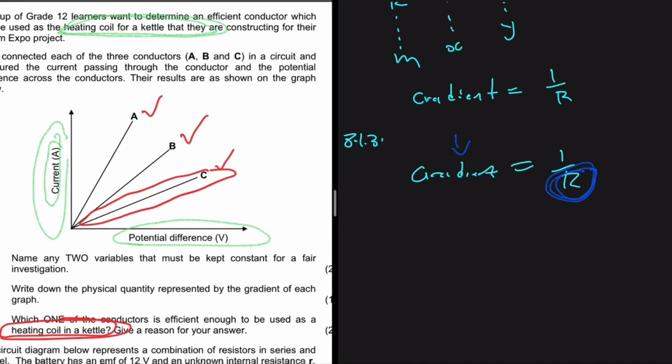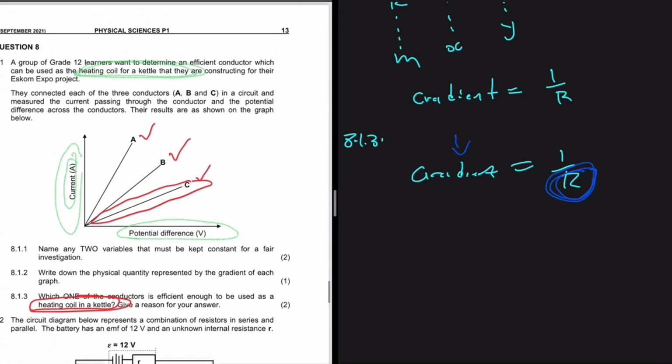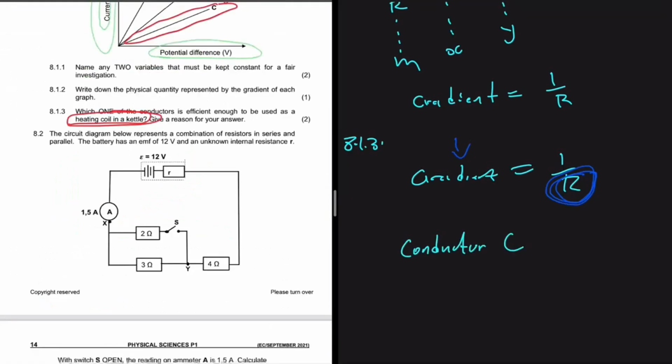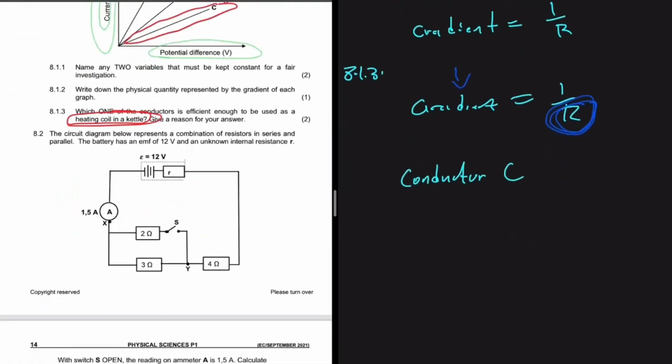So for 8.1.3, conductor C. And the reason for our answer is that for a heating coil in a kettle, you want a conductor with very high resistance so that it can convert more energy to heat.